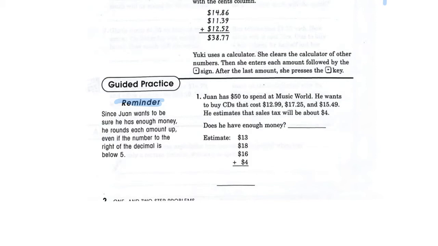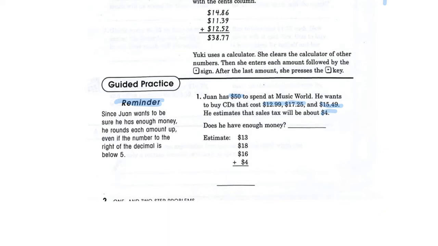Another key factor when I'm doing word problems is I like to highlight the numbers that come up. So, guided practice number 1. Juan has $50 to spend at Music World. He wants to buy CDs that cost $12.99, $17.25, $15.49. He estimates the sales tax will be about $4. And it's asking if he has enough money.